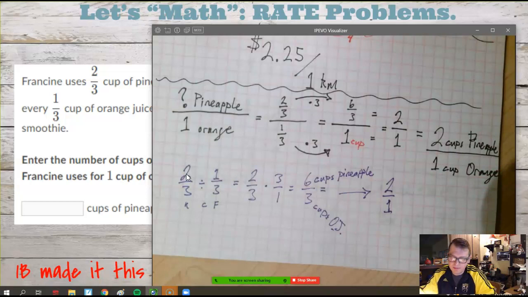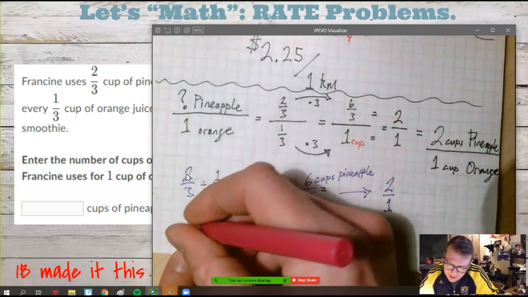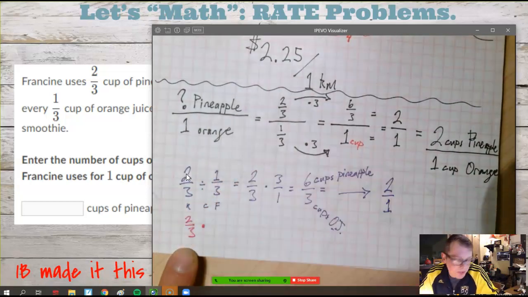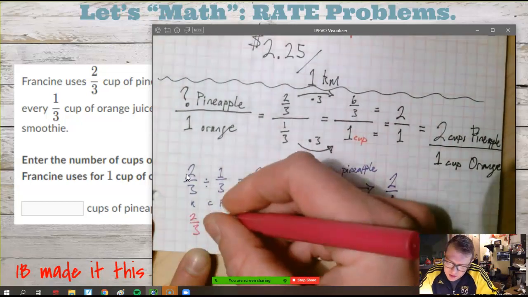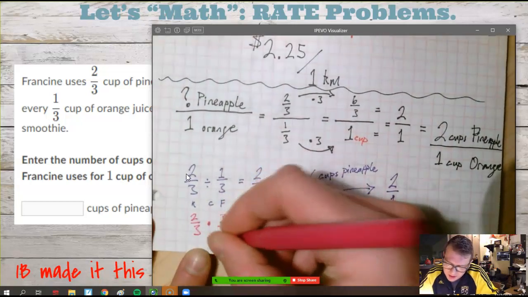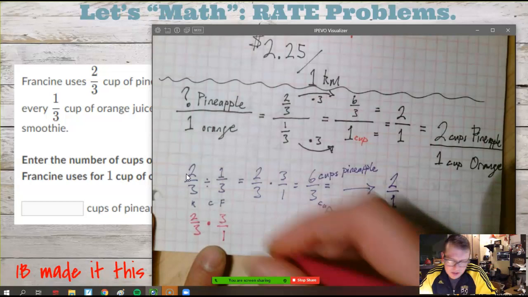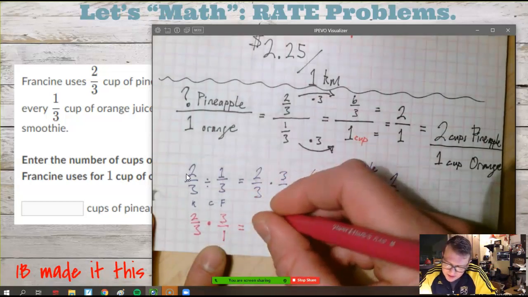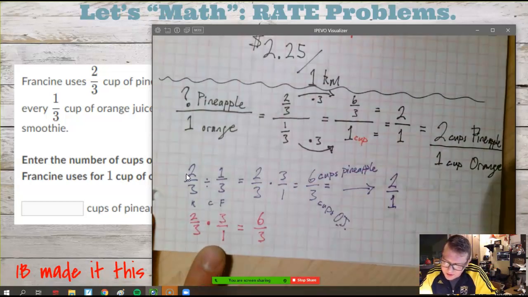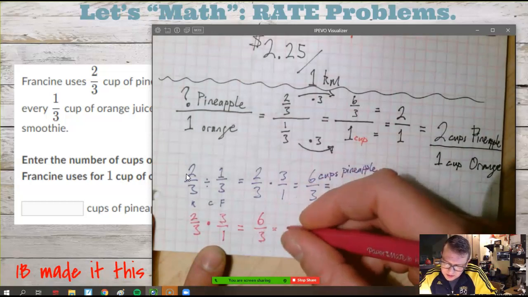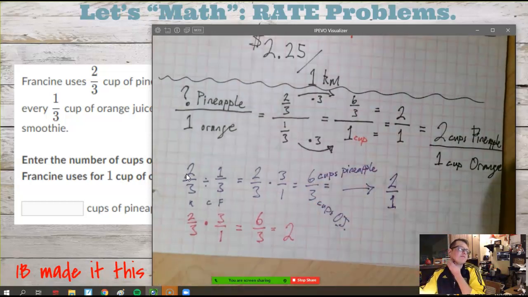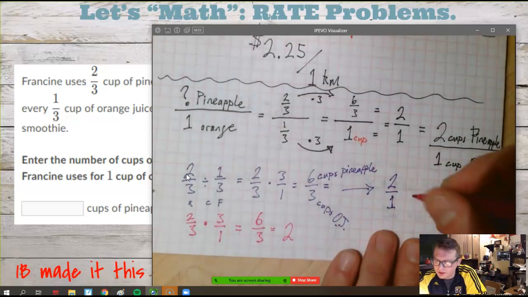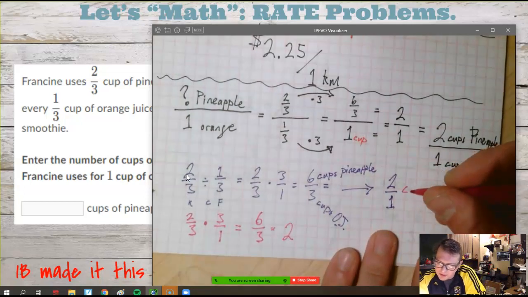The other option is to take the keep, change, flip route. Keep the pineapple juice the same, change division to multiplication, flip the second fraction, and that will still give us 6/3, which reduces out to 2. So that is 2 cups of pineapple juice.